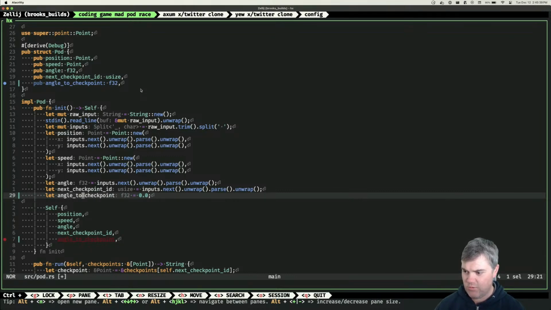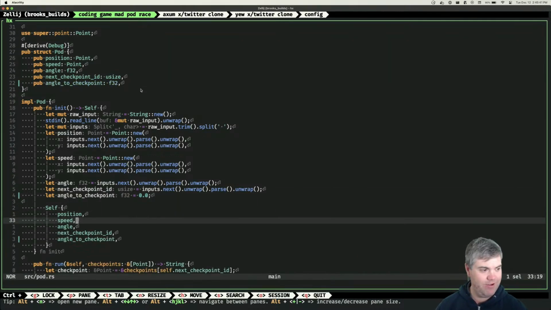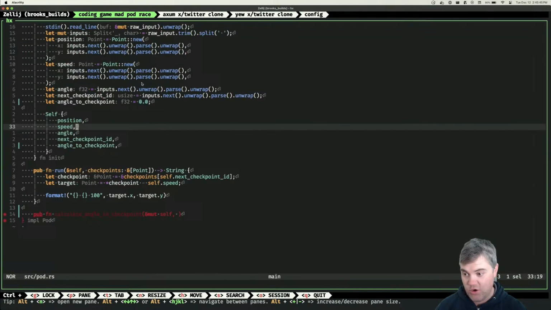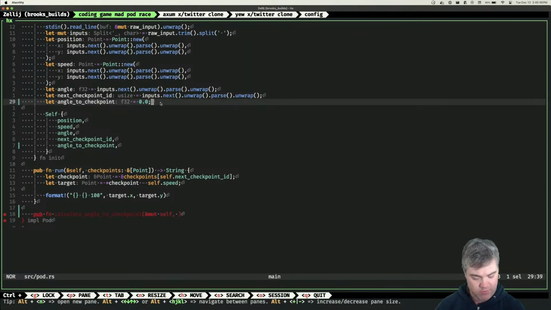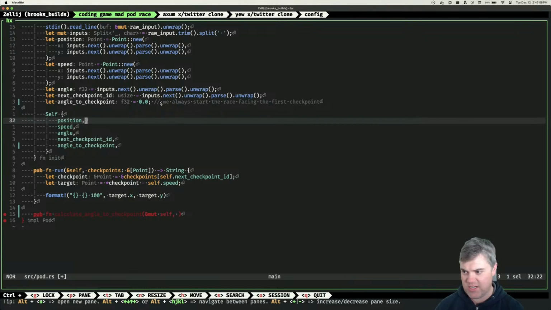My brain keeps on wanting to write next checkpoint, and that's not what I mean. Because the rules state that it never rotates on a first tick. Oh, okay, so that's good. So we start at 0, so that's just an assumption of the game, right? Okay, we always start the race facing this first checkpoint.